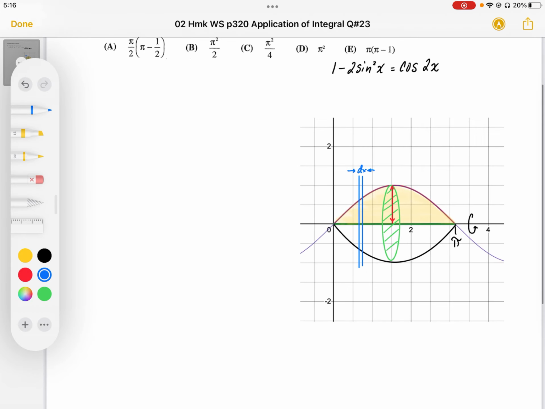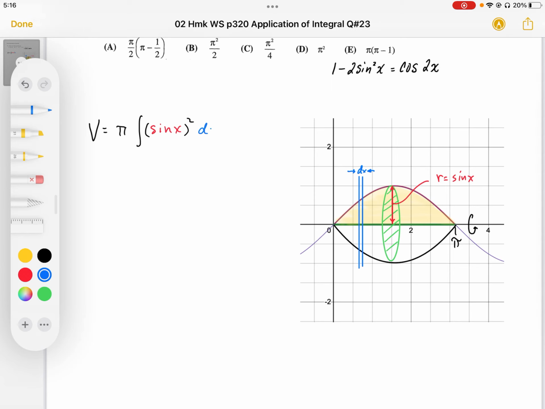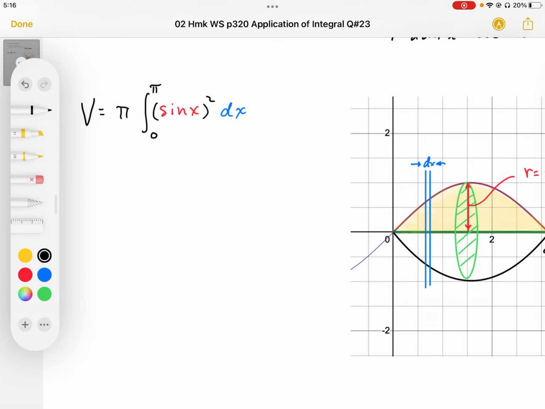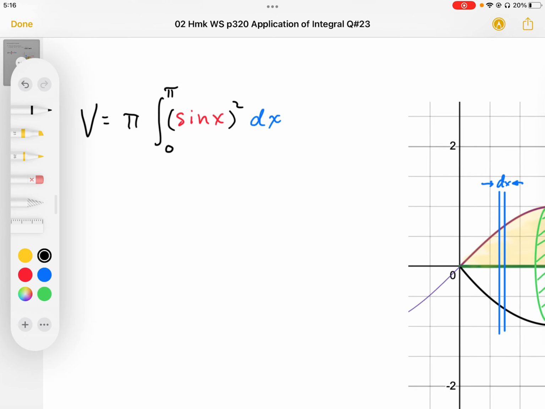When we set this up, the radius of that circle is going to be the height of the graph, so r equals sine of x. The volume is going to be pi times r squared, where r is sine x, and we square that. We give it a thickness of dx and integrate from 0 to pi, since the x-intercept is at pi. So there's the integral that's going to calculate the volume.